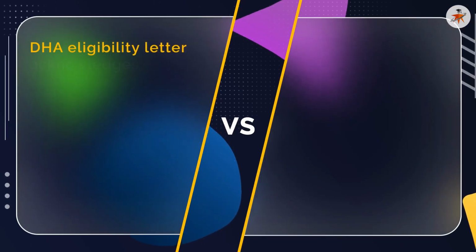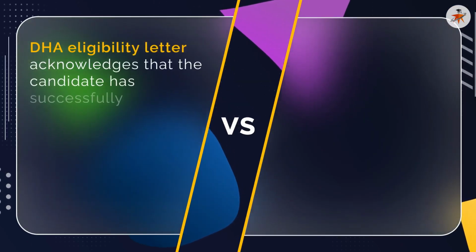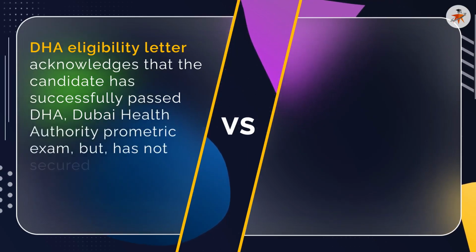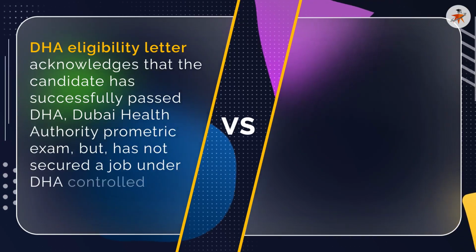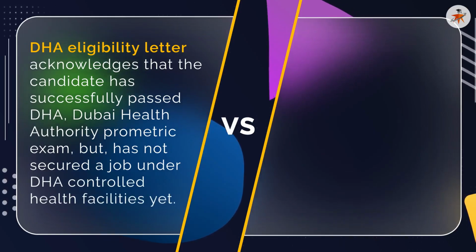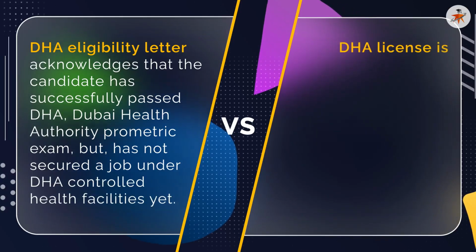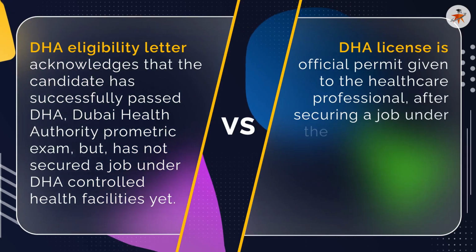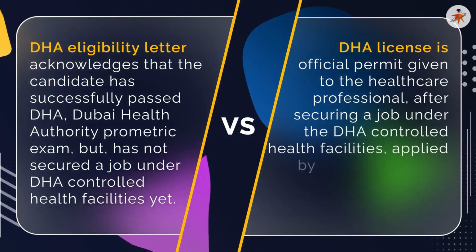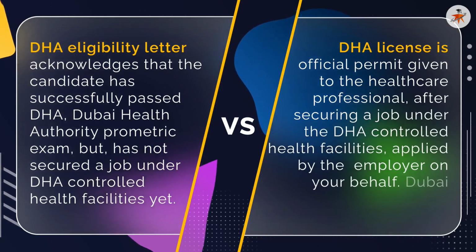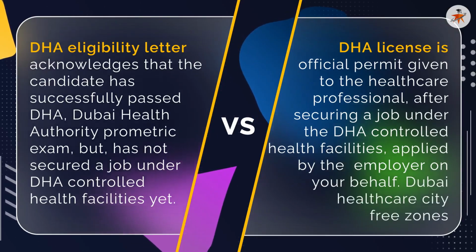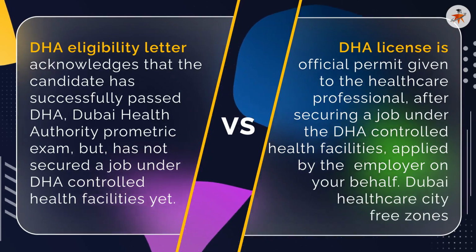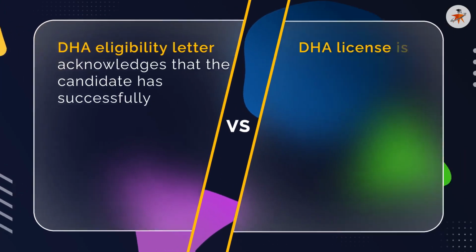DHA eligibility letter acknowledges that the candidate has successfully passed DHA, Dubai Health Authority Prometric exam but has not secured a job under DHA controlled health facilities yet. Whereas, DHA license is the official permit given to the healthcare professional after securing a job under the DHA controlled health facilities, which is applied by the employer on your behalf, to keep a medical practice in the employed health facility, which could be in the emirate of Dubai, as well as in Dubai Healthcare City free zones.